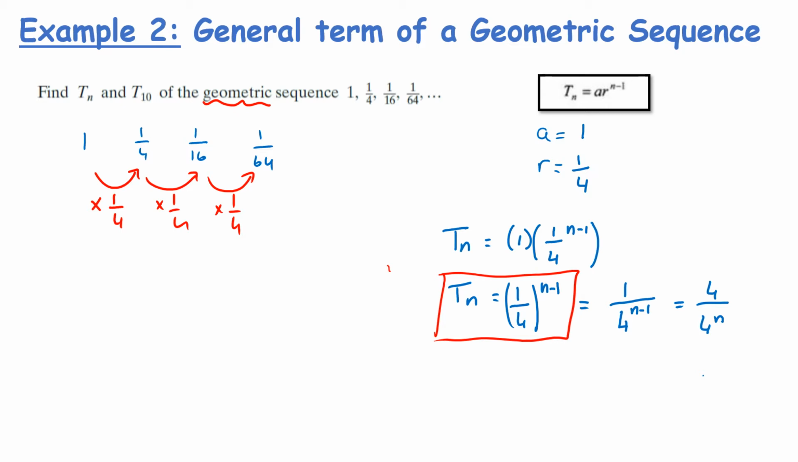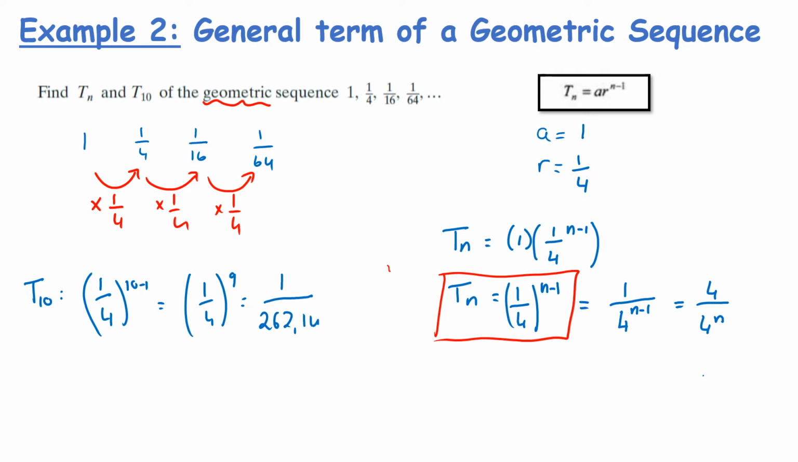So now the second piece they want is T10. T10 is going to be a quarter to the power of 10 minus 1, which is a quarter to the power of 9. And that gives us 1 over 262,144.